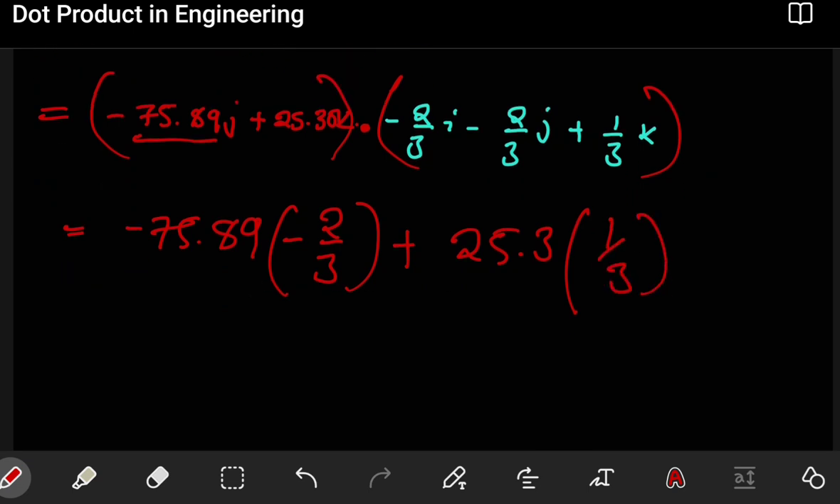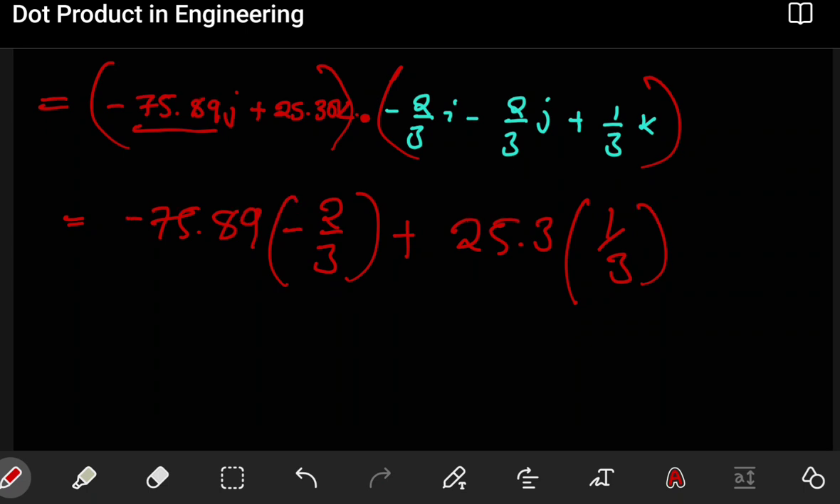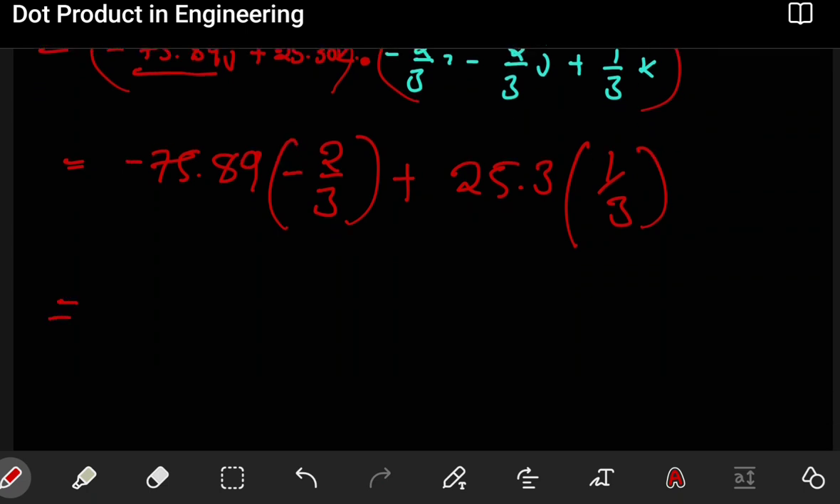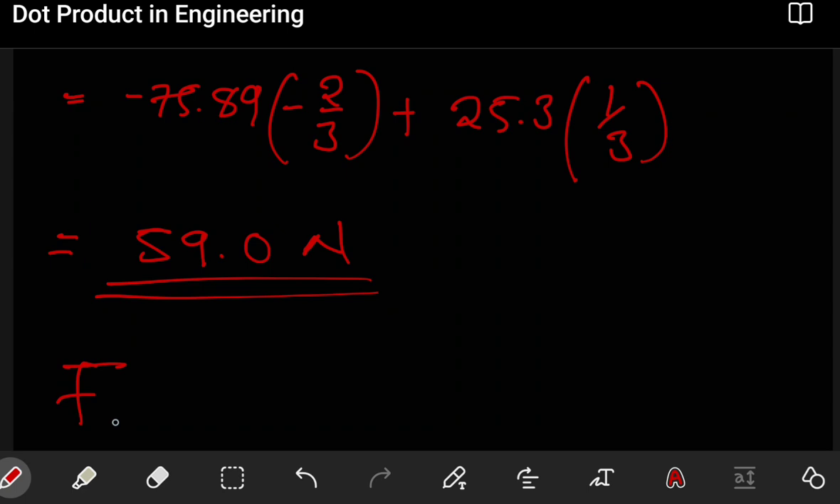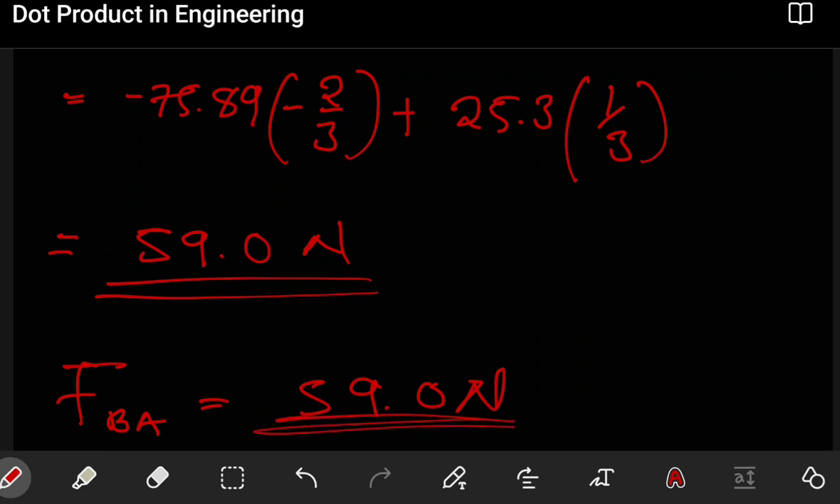Again, notice that when we get the dot product, the answer will always be a scalar quantity. So when we simplify this, the final answer comes out to 59.0 newtons. This will be our approximate answer. So this is going to be the projection of F onto the line segment BA, which is 59.0 newtons.